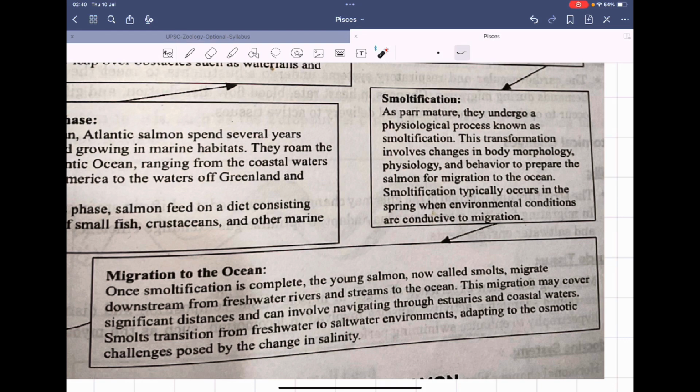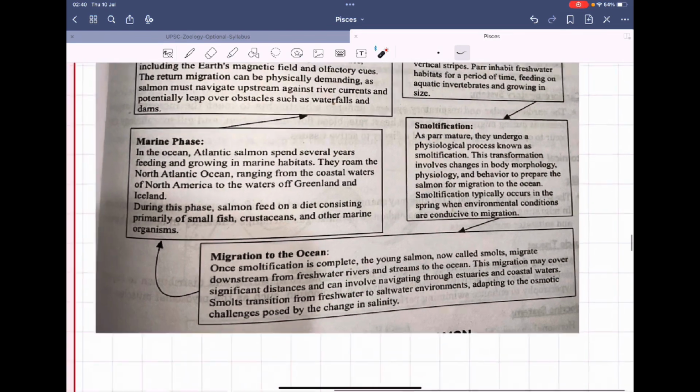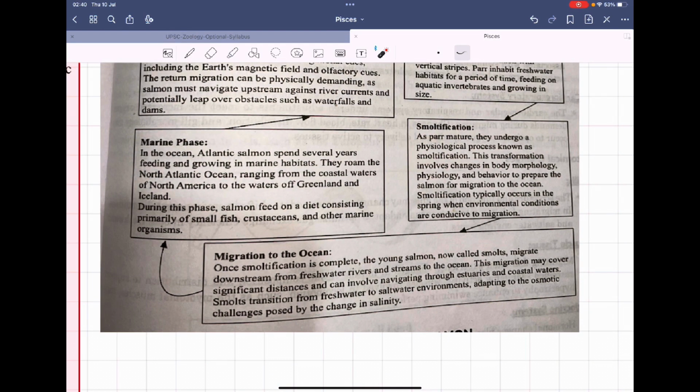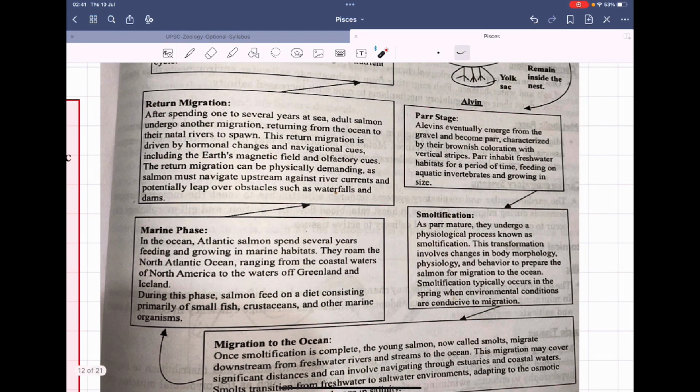There will even be a change in the physiology, change in the color, and then they will migrate to the ocean after the completion of the smoltification. The young salmon are now called smolts. They will migrate downstream from the freshwater to the oceans, and in the oceans they will navigate through the estuaries and coastal waters, and they will slowly adapt and grow in the marine phase. In the marine phase, they will spend several years feeding and growing in marine habitats.